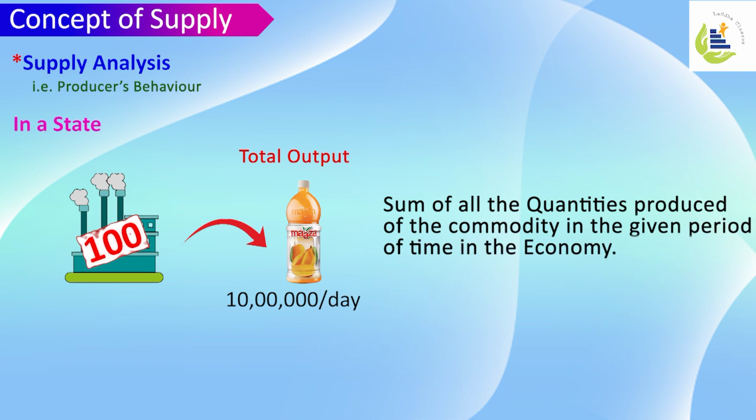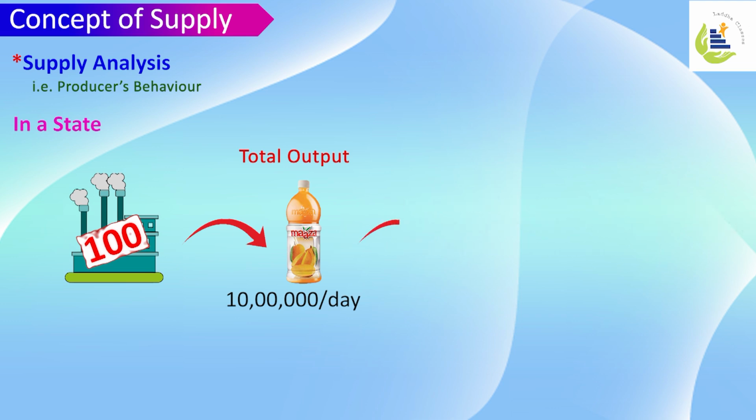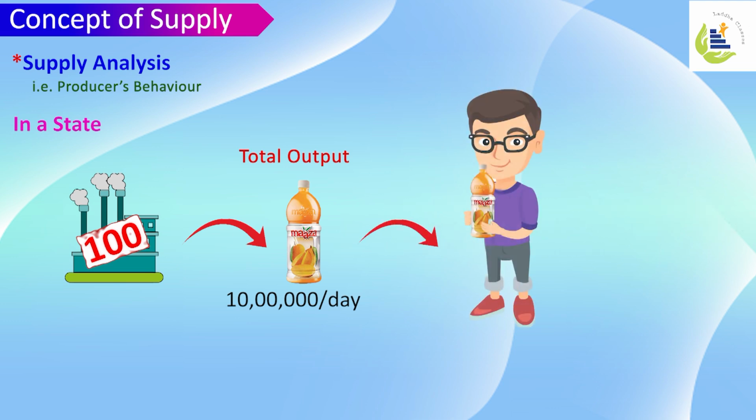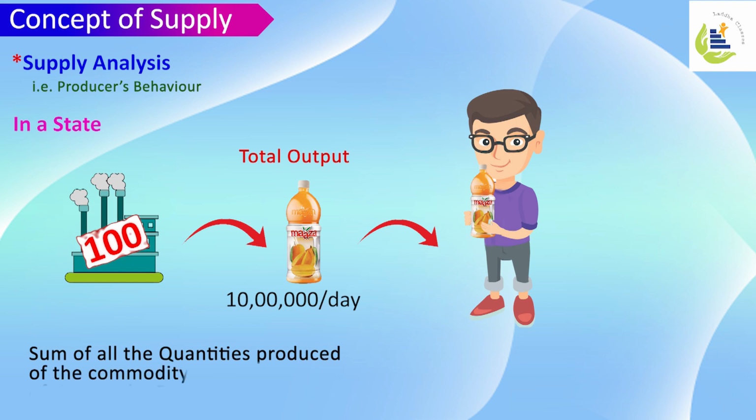So, what do I understand? Output is a process in which raw materials are converted into finished product using the factors of production or production processes. Naturally, those Maaza bottles are now available for consumption. So, production leads to consumption. In production, we use factors of production to convert raw material into finished product. All those productions sum up to total output. So, total output would be the total of all the quantities of a commodity produced during the given period of time in the economy.